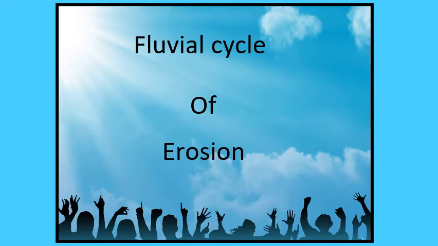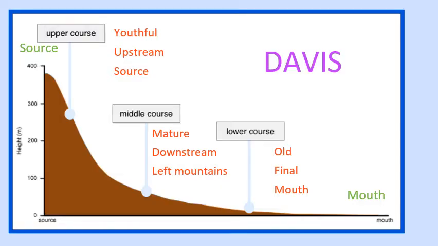A geomorphologist by the name of Davies proposed a theory, and in his theory he tells us about the fact that a river passes through different stages in its development. If we look at this slide over here, we will see exactly what he is referring to.